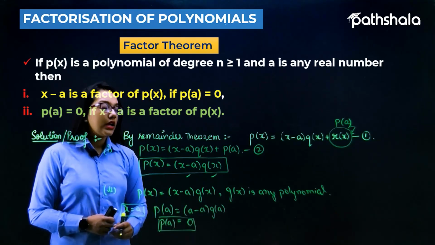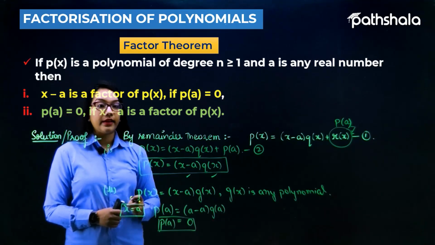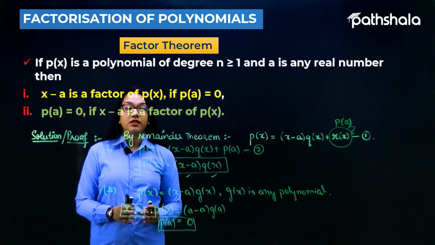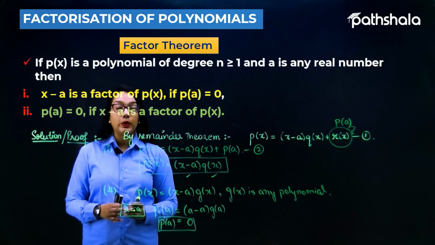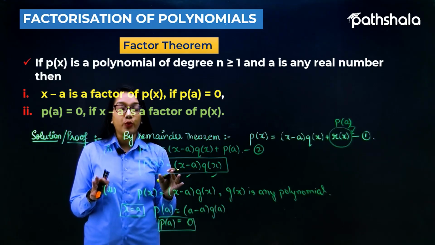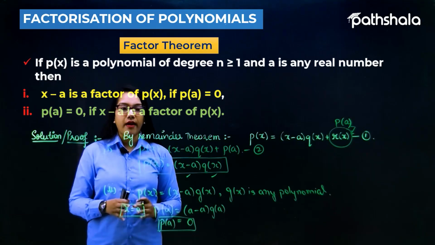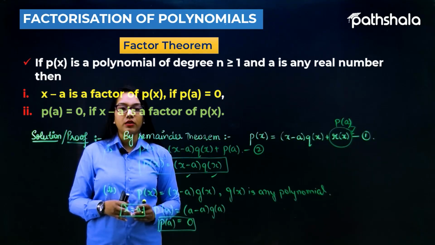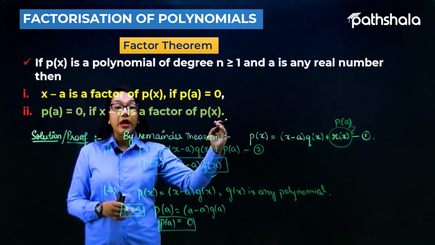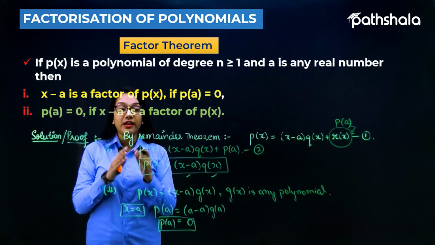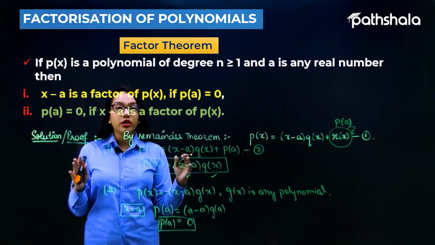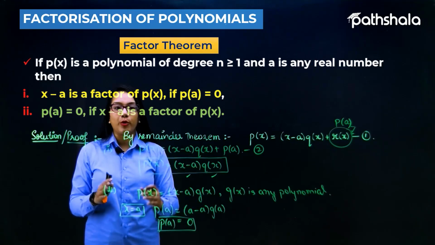So this is the result that we are getting: if x minus a is a factor of the polynomial p of x, then p of a is definitely equal to 0. So this is all about the proof of the two parts of the factor theorem. Always remember the factor theorem, or the two parts of the factor theorem, in order to factorize the polynomial. So this is a really very important theorem for the topic of factorization of polynomials.